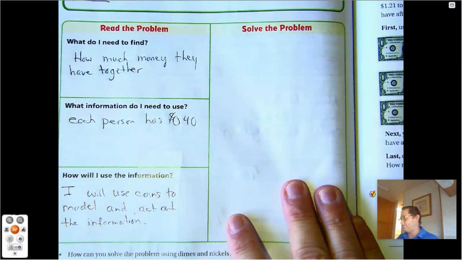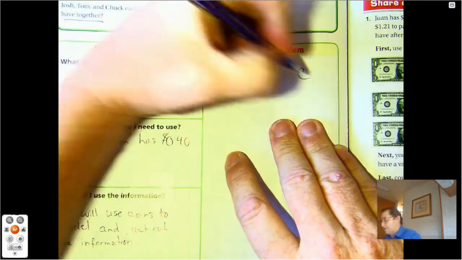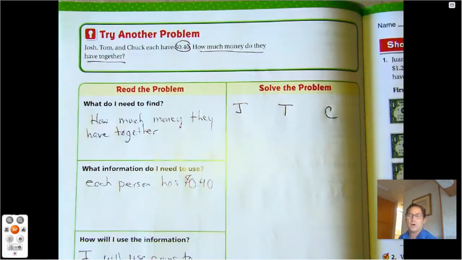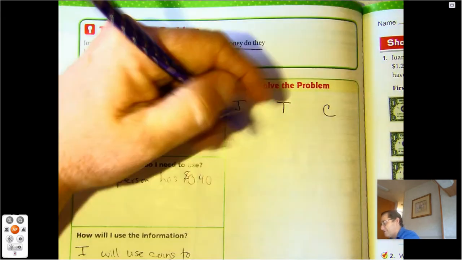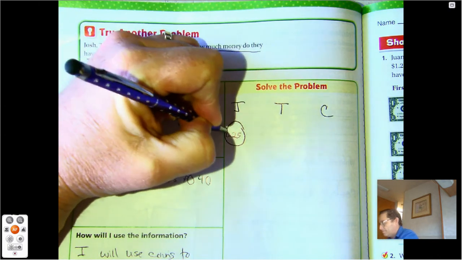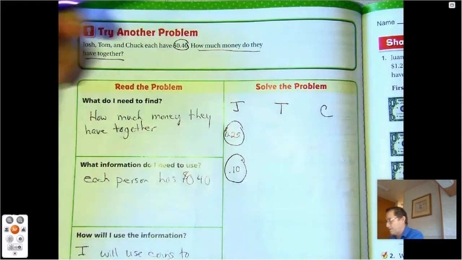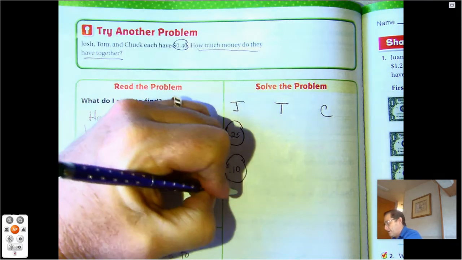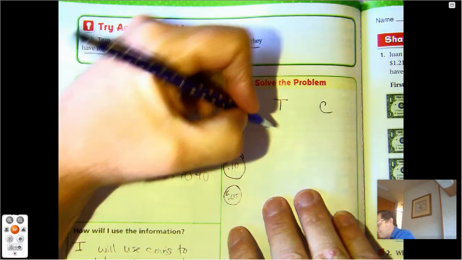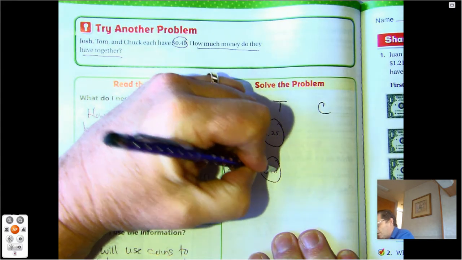All right, so let's see. We got 3 people, Josh, Tom, Chuck, and they each have 40 cents. All right, well, so how can we make 40 cents? If I have a quarter, that's 25. If I have a dime, that's 35. And so they would also have a nickel. All right, so we're going to say that each of the people has the same amount. Is that the only way to make 40 cents? No. This is one possible way.